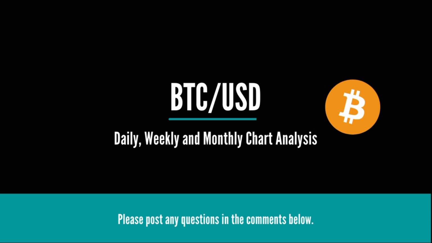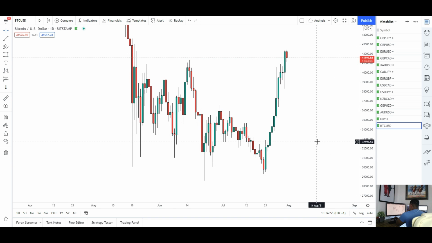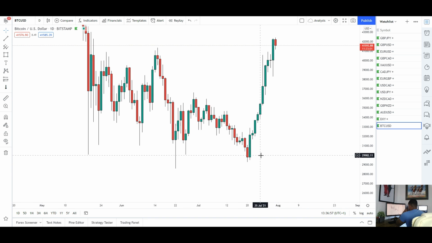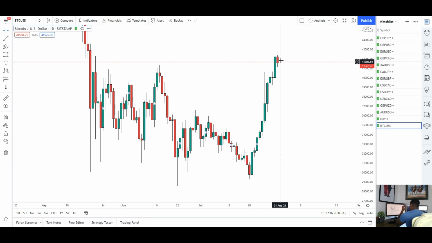And last but not least, we've got Bitcoin. So as you can see for Bitcoin, a massive movement to the upside that we've had this week. Overall, the market is looking quite bullish now for Bitcoin here on the daily time frame. Had many consecutive candles of bullish days there.